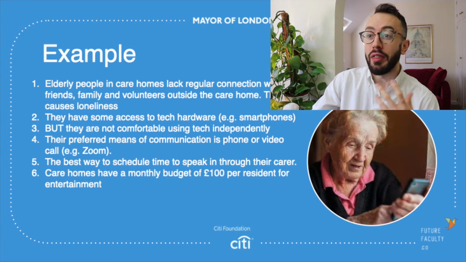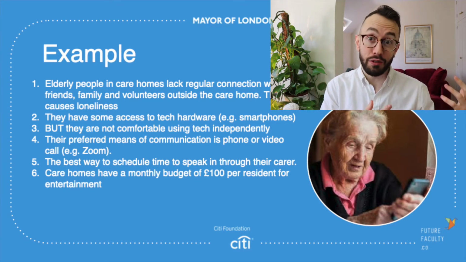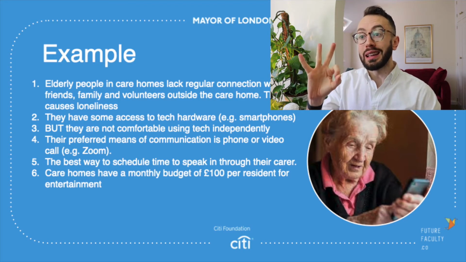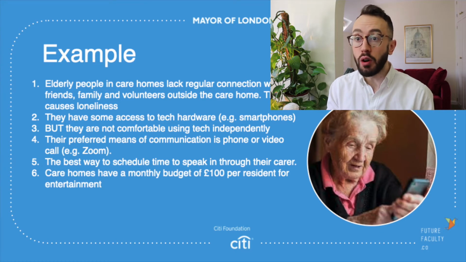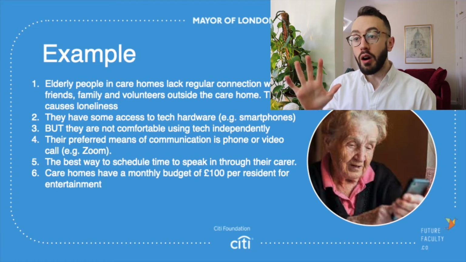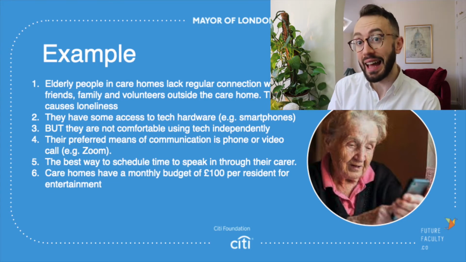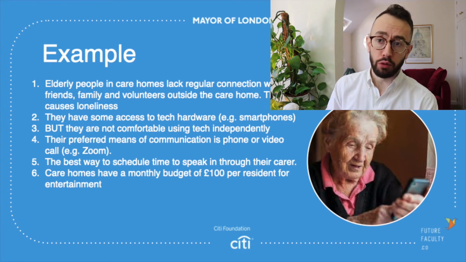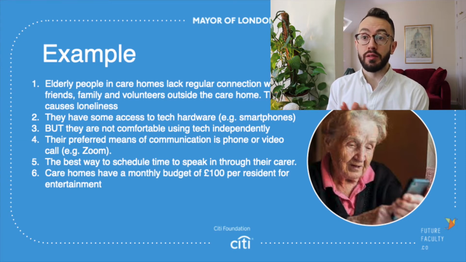So number 2, they have some access to technology. If they have absolutely no technology, then it's going to be very difficult for you to build a technology-based solution. So again, that needs justifying. Number 3, they are not comfortable using tech independently. Number 4, currently they use video, phone calls, or Zoom. 5, the best way to schedule it is with their carer. That's a great one, because that's the practicality of how you actually get this done. How are they going to behave using your platform? And 6, care homes have a monthly budget of £100 per resident for entertainment.